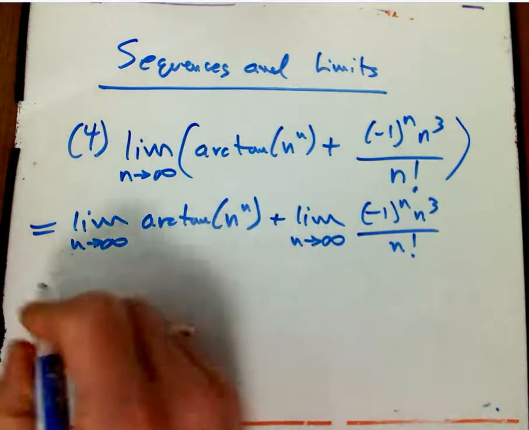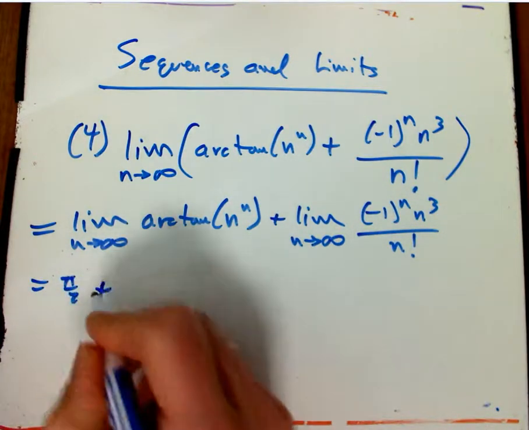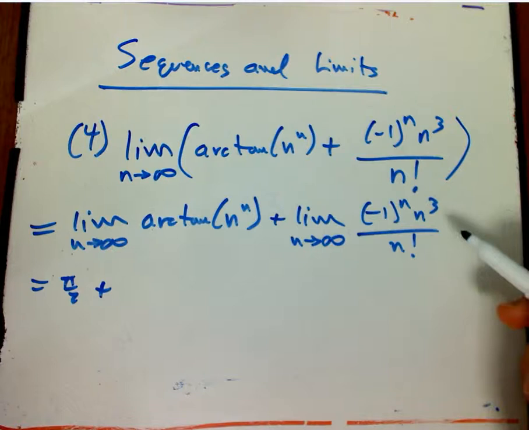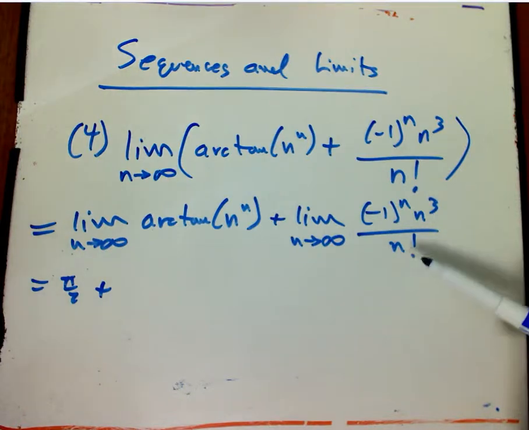Okay, so we already know this guy, pi over 2 plus. Now what about this one? Well, let's do an informal treatment first.